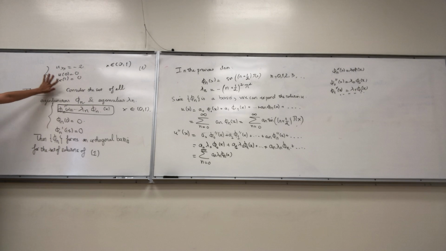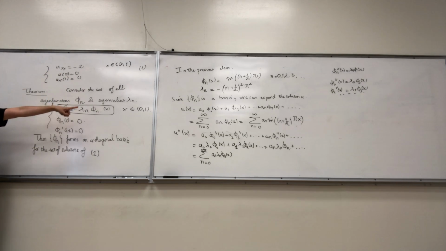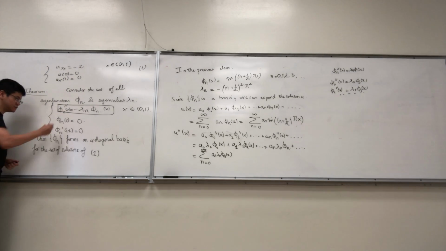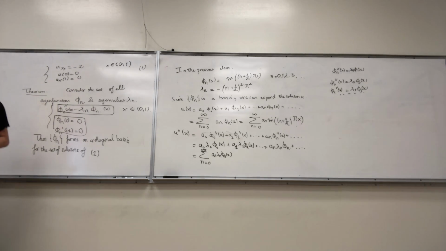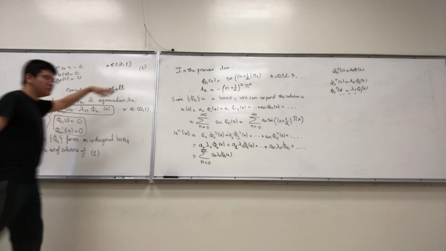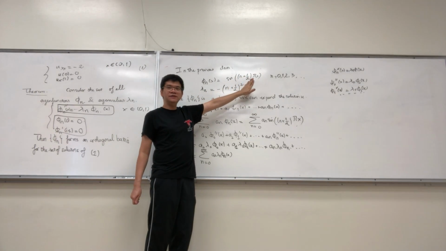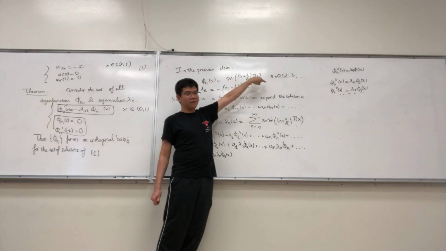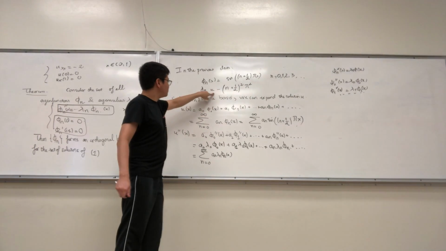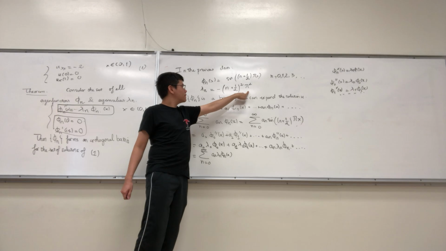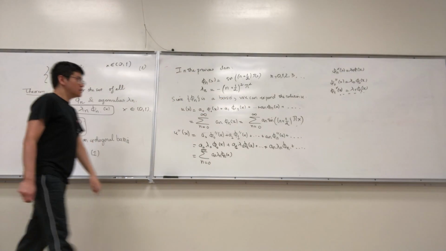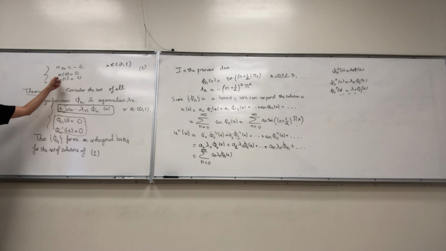So I want to solve this equation. Instead of solving this equation directly, I look into the eigenvalue problem. So I have phi n'' equals lambda n phi n with the same boundary conditions. The boundary conditions are important. In the previous class, I already found the form of phi n, which is sine of (n plus 1/2) pi x, and lambda n will be minus (n plus 1/2) squared pi squared.